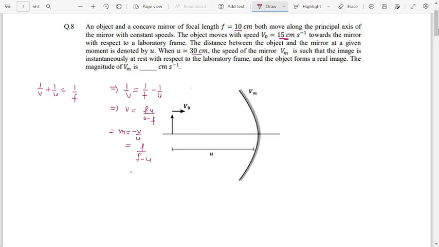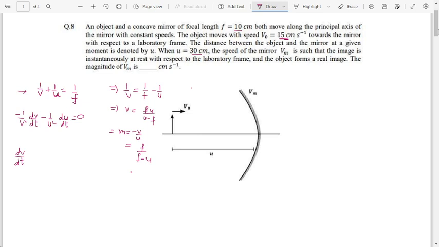I'll tell you why. Now, you can differentiate this equation. So again, we will get -1 by v square dv by dt, -1 by u square du by dt, right, equals to 0. So from here we can say that dv by dt. So here remember, v is the image distance from the mirror, u is the object distance from the mirror, and f is the focal length. Focal length is a constant of the mirror, so it is not going to change.